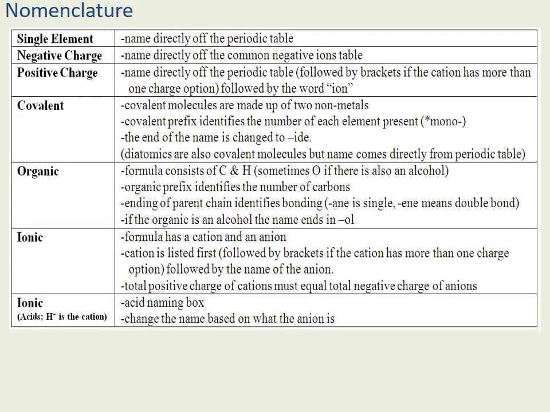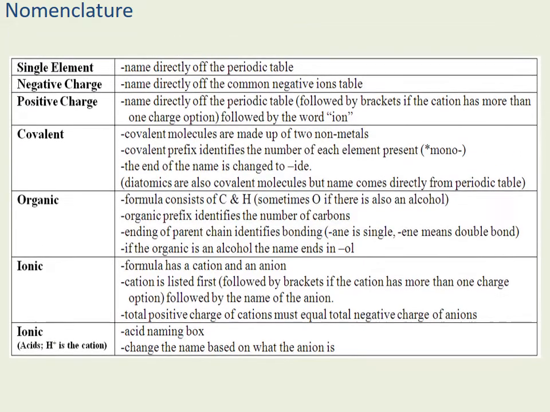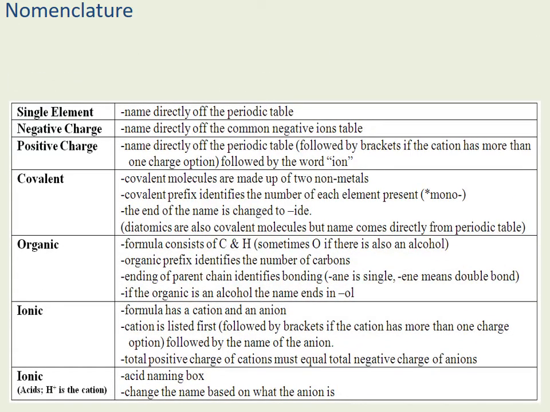When we are naming, when we're looking at it at the beginning before we get super comfortable with naming, we want to reference this chart. We'll always work our way down. Is it a single element? No. Then we ask ourselves, does it have a negative charge? If no, then does it have a positive charge? If no, is it a covalent molecule?